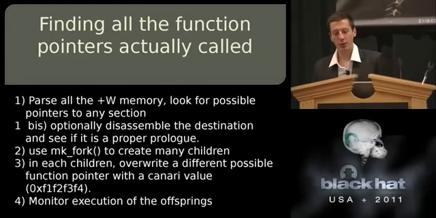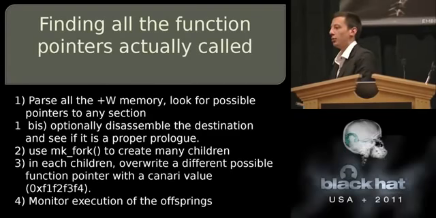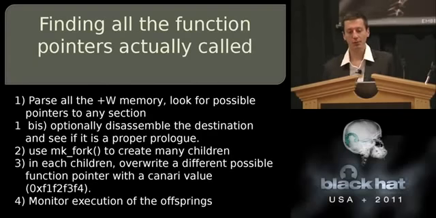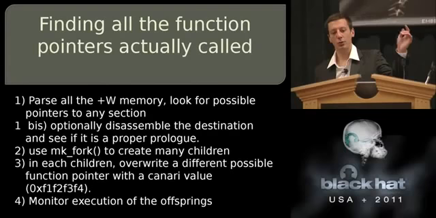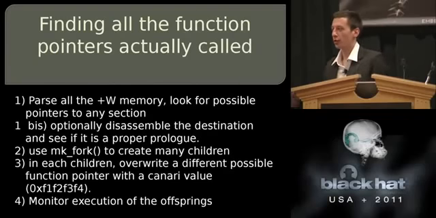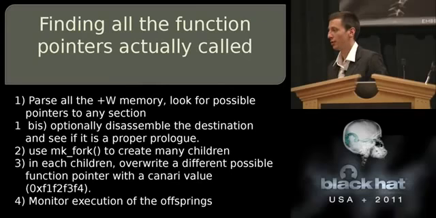Okay, so to do that, say we want to find all the function pointers. We check all the writable memory locations. We look if sequences of 4 bytes are actually pointing to another section. If they do, we can optionally try to disassemble the destination location, right? It has to be executable, otherwise it's not a function pointer, right?